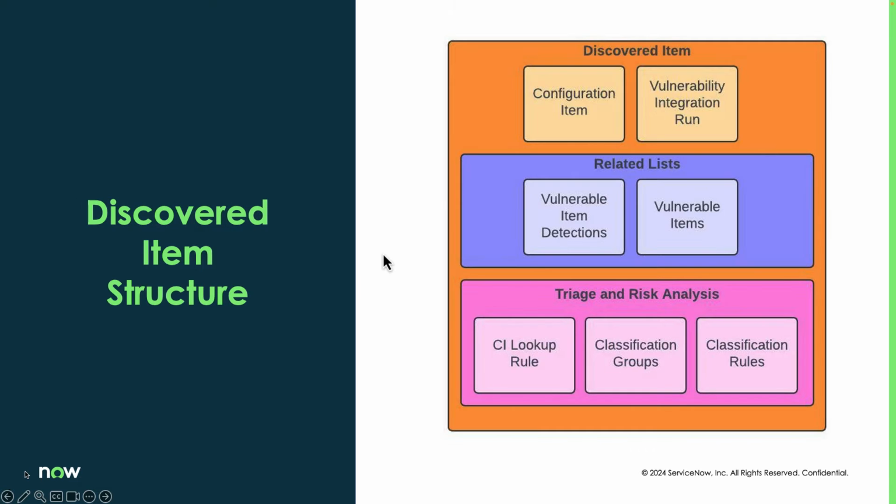Okay. In the discovered item structure, we have the configuration item that the discovered item is tied to, and what integration run was used to bring that in. In the related list, we have any detections that could be tied to it, and then any vulnerable items that the discovered item could be tied to. And then down here in the triage and risk analysis, there's a reference to the CI lookup rule on this discovered item record, and then classification groups and rules.